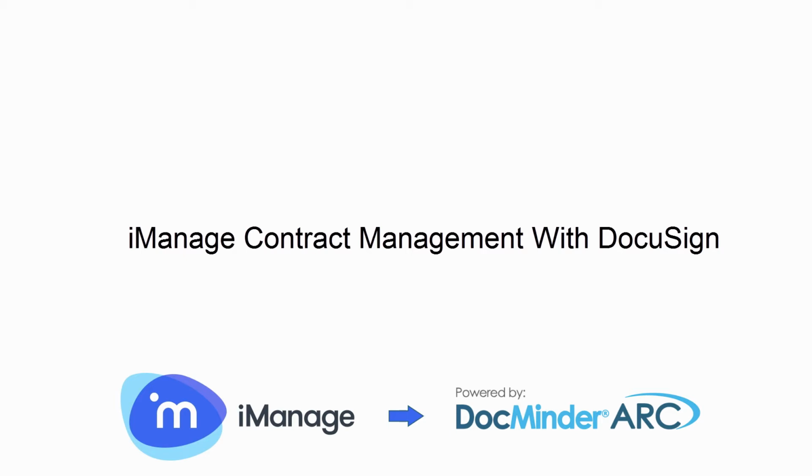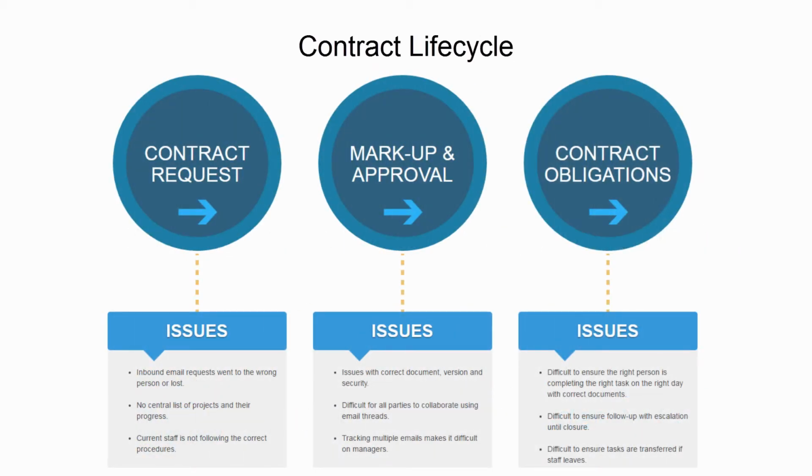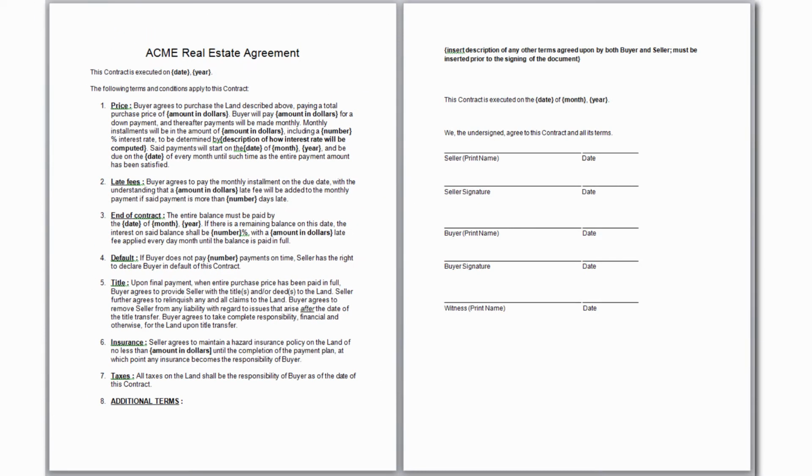A contract's lifecycle usually involves 3 stages. First, you must manage all the inbound requests, then track the negotiations with the markup and approval process, and once signed, there's managing all the obligations throughout the contract's life.